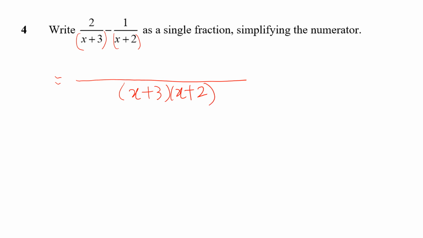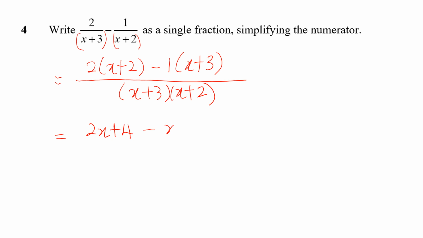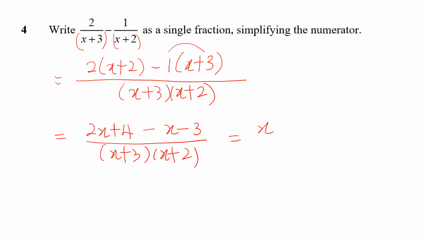So the Adams family, I need to multiply with the Roberts family. The Robert family needs to multiply with the Adams family. Okay, then we expand. 2 times 2 is 4. Negative 1 times x is negative x. Negative 1 times positive 3 is negative 3. 2x minus x is x. 4 minus 3 is positive 1. That's the answer. Oh, interesting. Why interesting? x plus 2, x plus 1, x plus 3.